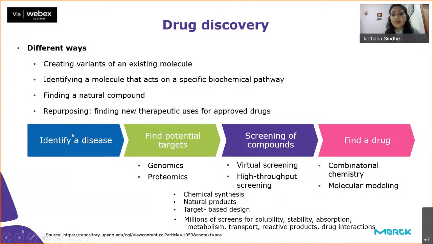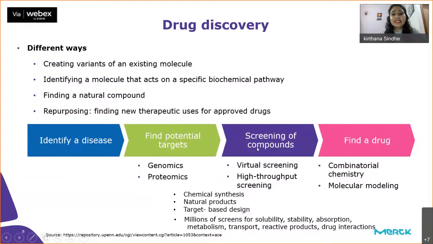So it's very important during drug discovery, you identify a disease. Which is the disease you're going after? That's when you start looking out for potential targets, which you could identify through a genomics or proteomics approach, where you will understand, okay, this is the drug and it is actually targeted to a particular protein or a particular gene. So that's how you identify potential targets. And then you start screening the compounds.